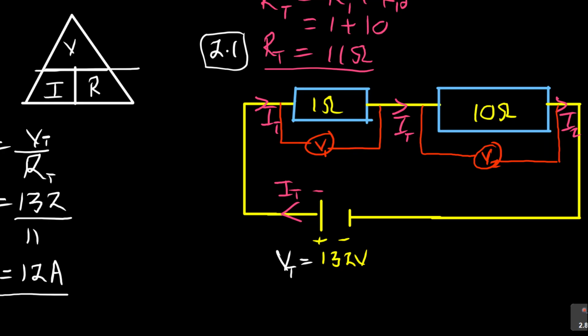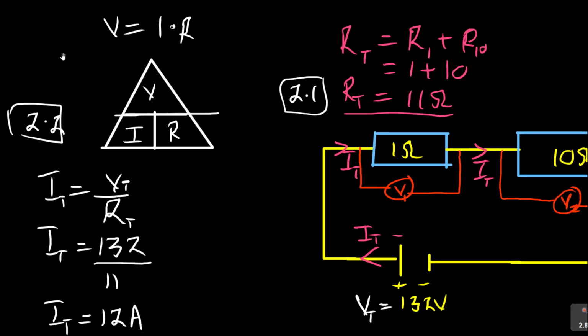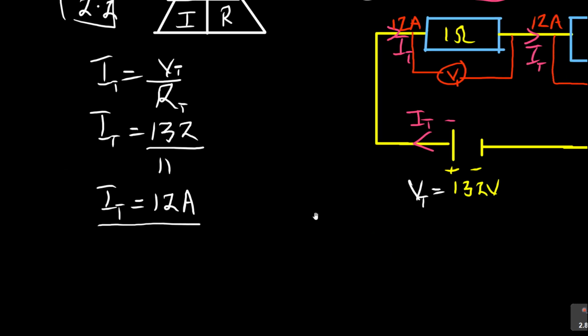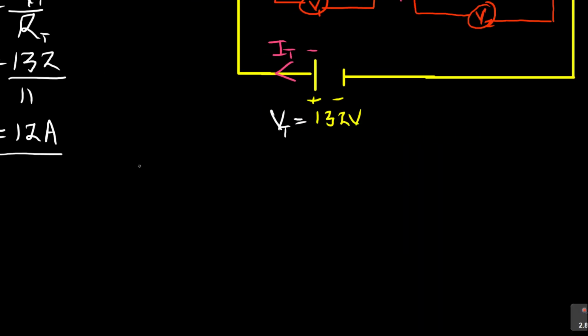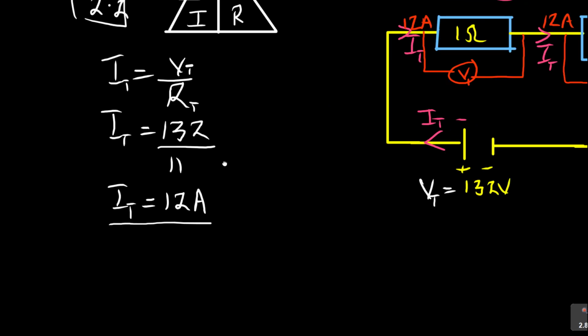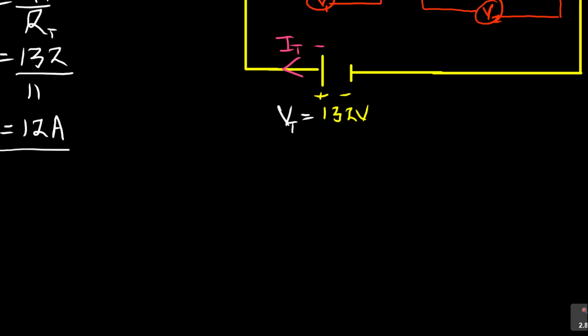So I'll come here and say, okay, I know the current that is going through. So what is the current here? The current is 12 amps. So here the current is 12 amps. So I can then use this formula. V is IR. So how do I use it? I come here and say I is V over R. I'll call it I1, which is equal to voltage.